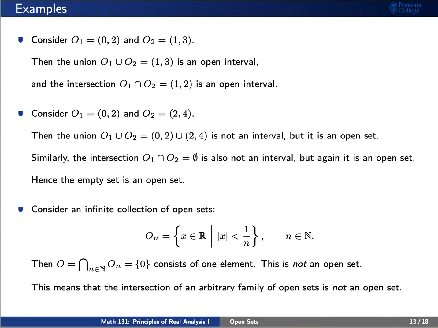Finally, let's consider an infinite family of open sets. Here, let's consider O sub n to be the collection of real numbers x such that the absolute value of x is less than 1 over n, where n is a natural number. Then the intersection over these open sets is the singleton set that just consists of the origin. This is not an open set. We'll see why in the breakout rooms later today. This means that the intersection of an arbitrary family of open sets is not an open set.